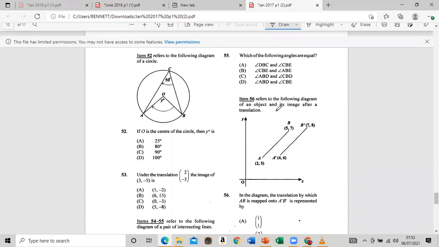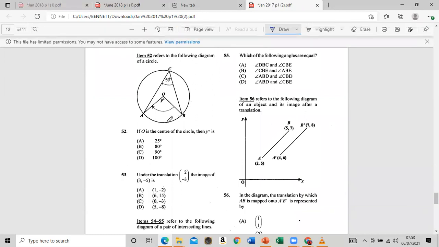Start out the work early, you know. 52 now. If O is the center of the circle, then y, remember the rule? Angle at the center is twice the angle at the circumference. So 2 times 50, so that gives 100.